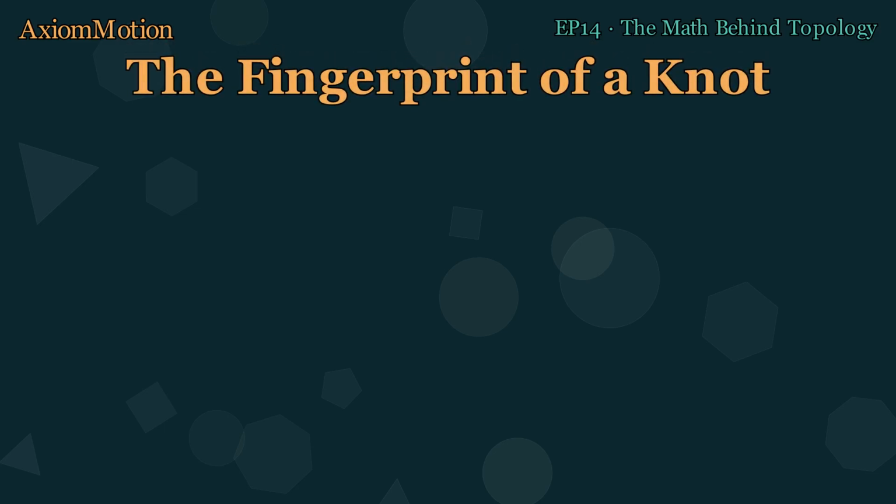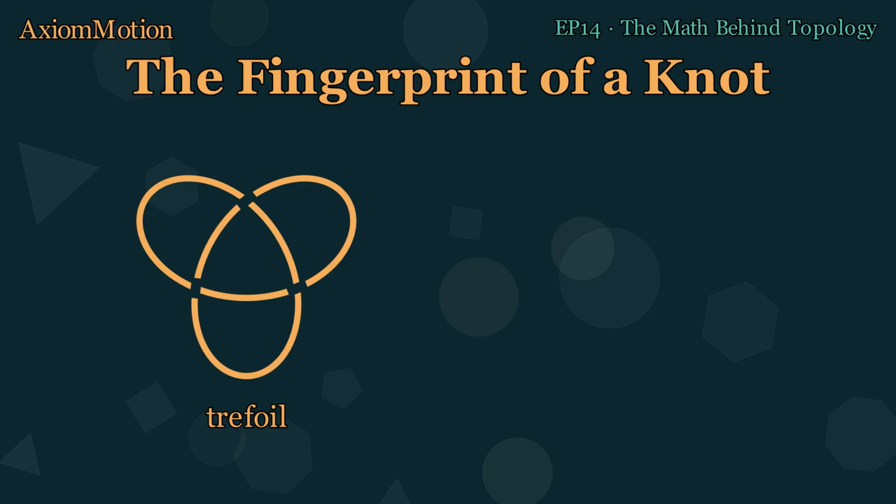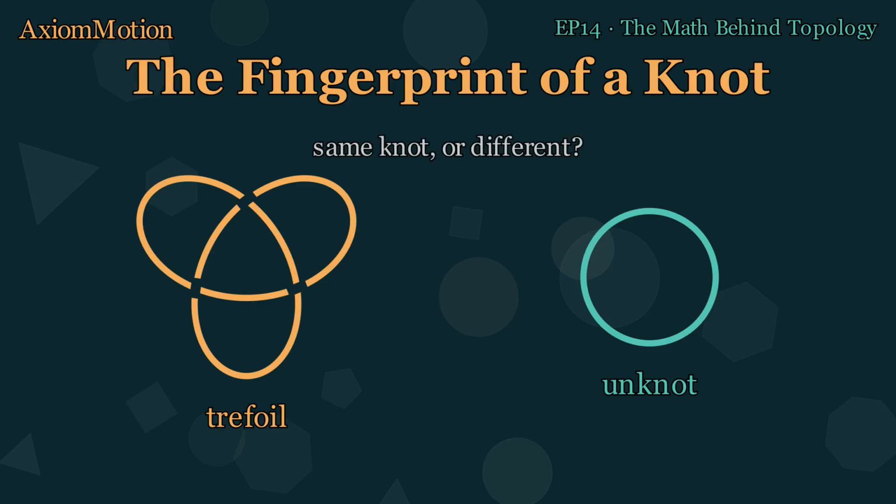A knot, to a mathematician, is just a loop of string with its ends fused together. Here are two of them. One is the trefoil. The other is an unknot, a simple circle in disguise. The hard question is always the same. Are these truly different, or could you wiggle one into the other?